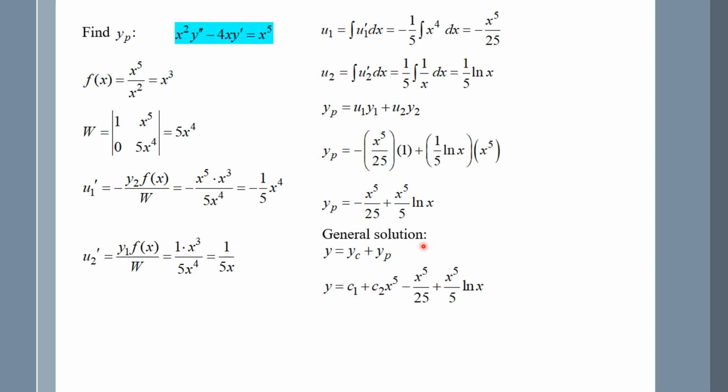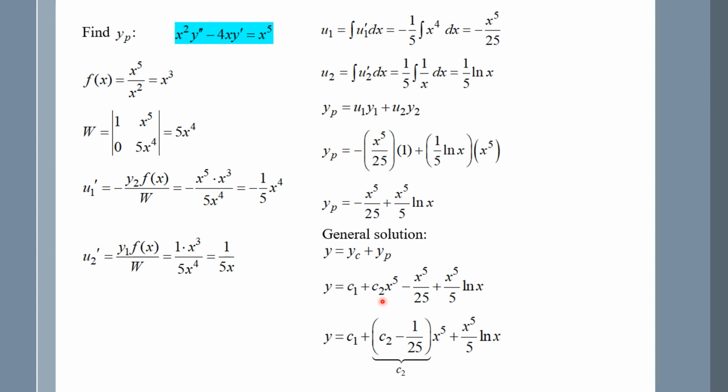Next step is to form the general solution, y equals yc plus yp. y equals c1 plus c2 x to the 5, so this is the yc, plus the yp, which is negative x to the 5 over 25 plus x to the 5 over 5 ln x. So this is the general solution, but we can actually simplify the general solution further by doing the following.